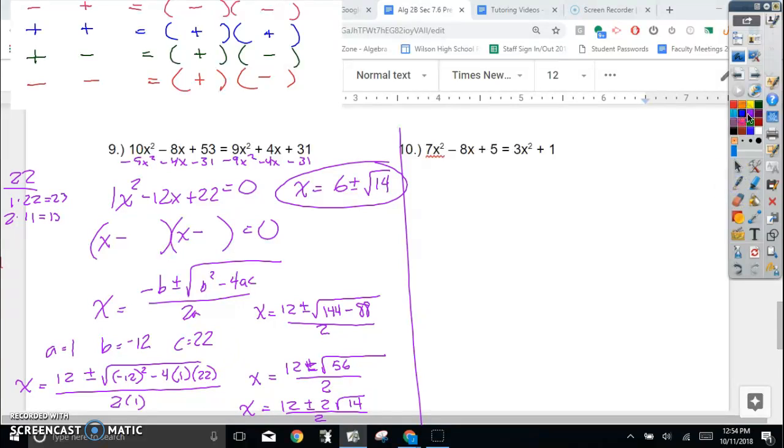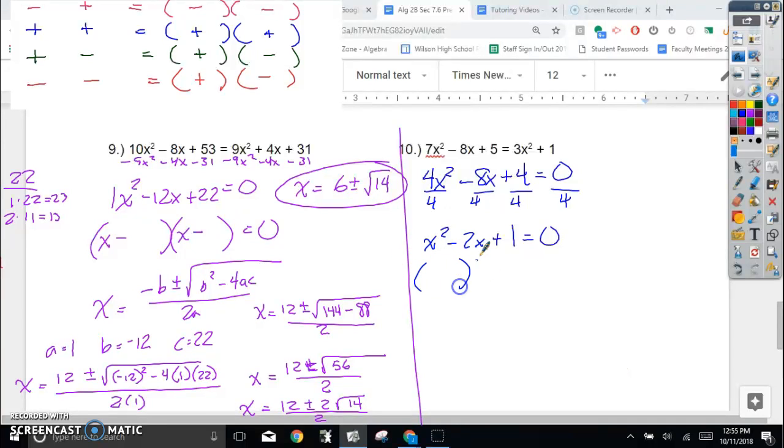Alright, let's go for 10. I'm going to subtract 3x squared over here, so I get 4x squared minus 8x, and I'm going to subtract this 1 from 5 to get positive 4. All these are divisible by 4. Okay, so I have x squared minus 2x plus 1. Well, after the last problem, this feels a lot more user-friendly.